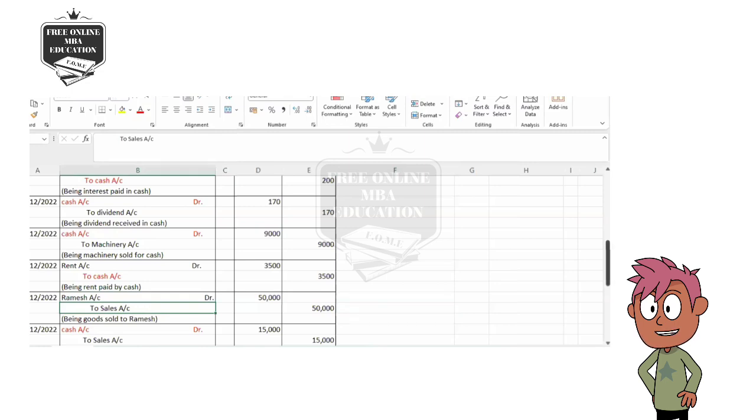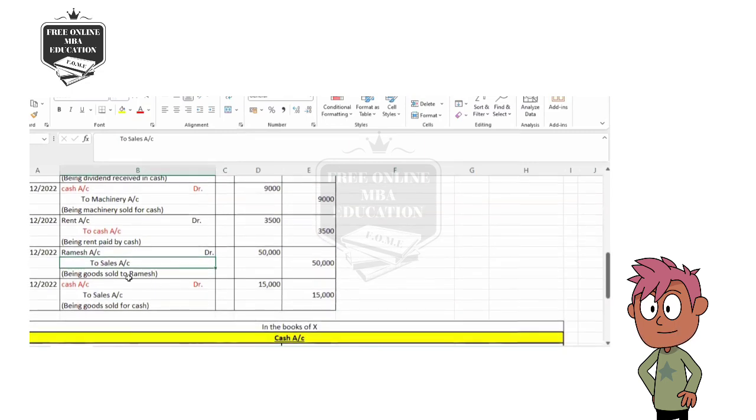The next transaction is goods sold for cash. So here we have sold goods and we have received cash. Because of this cash sales, that means we have sold goods and we received cash immediately. That means cash has entered the business. Debit what comes in, cash is debited. To sales account, we will give credit because sales is our income, credit all income and gains.